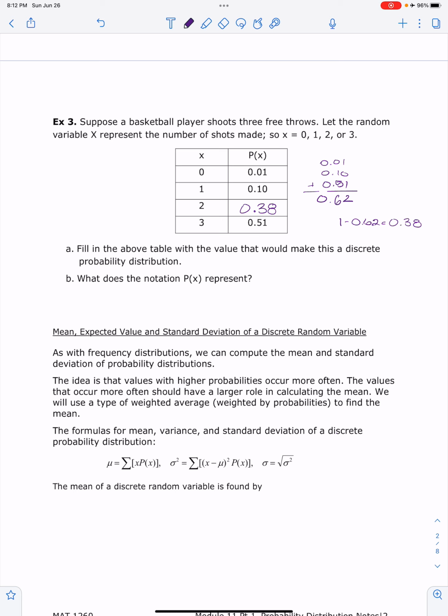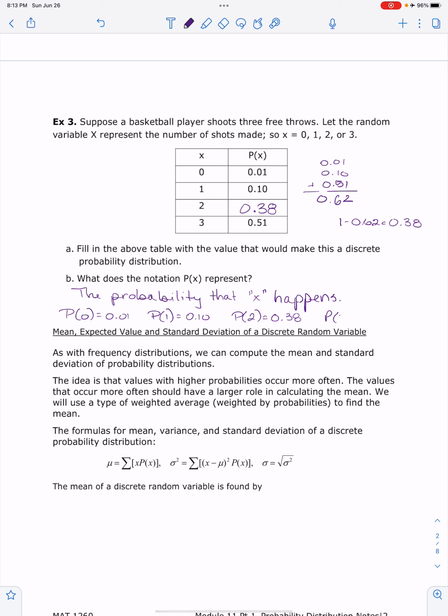The notation P of X is the probability that X, whatever X we're talking about. So here we have the probability of scoring 0 points is 0.01. The probability of scoring 1 point is 0.10. The probability of 2 points, 0.38. And the probability of 3 points, 0.51.